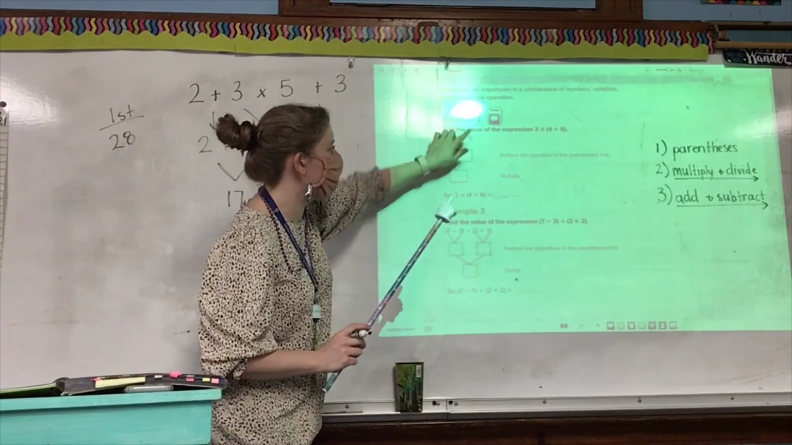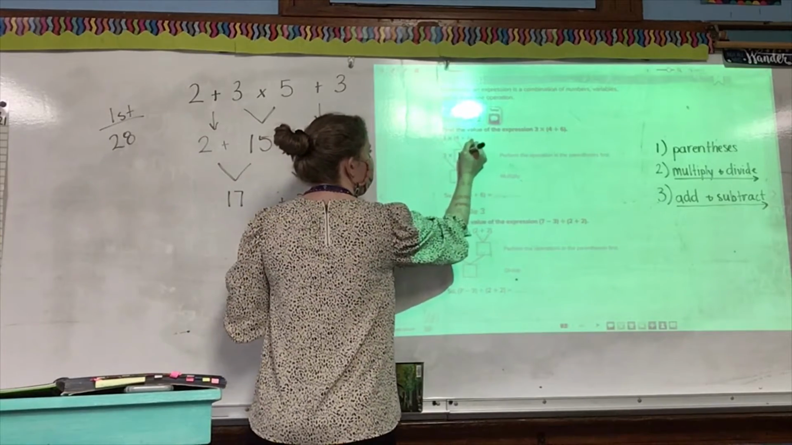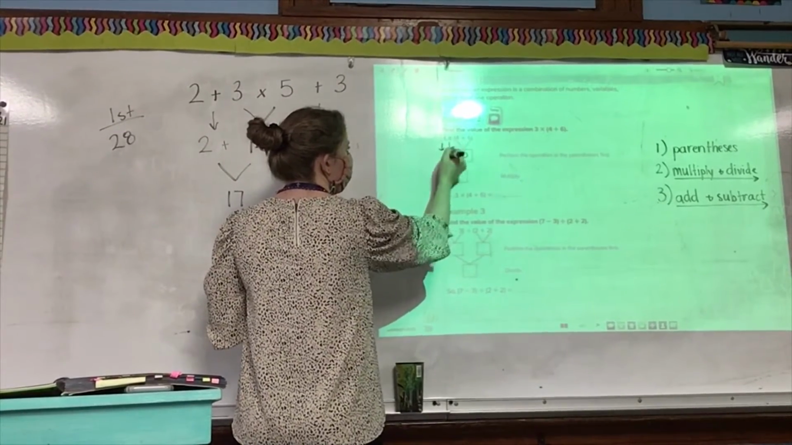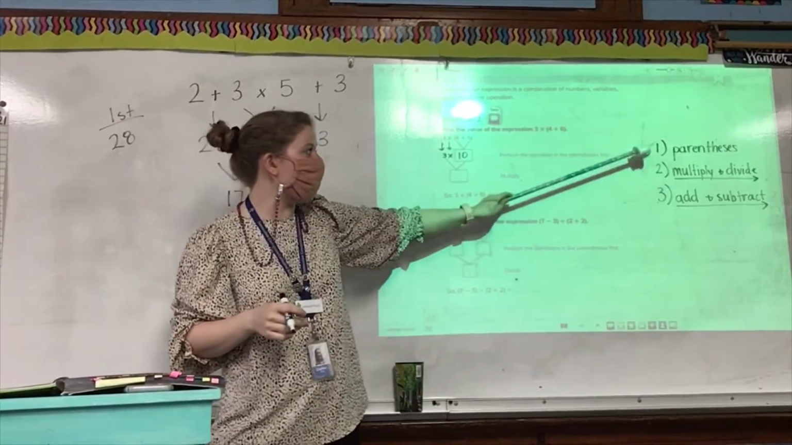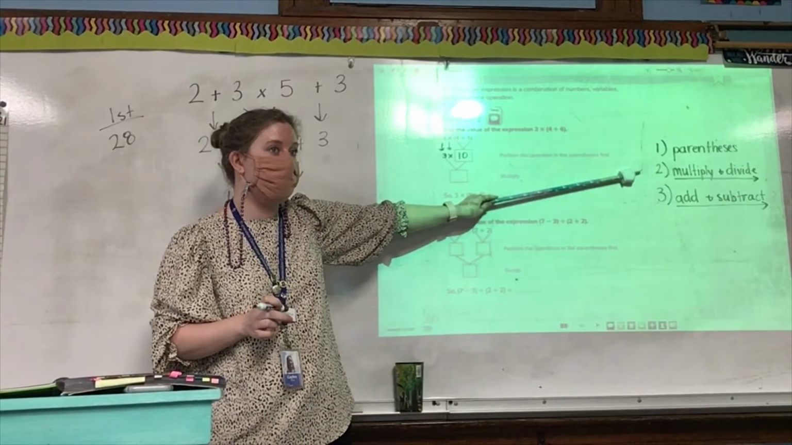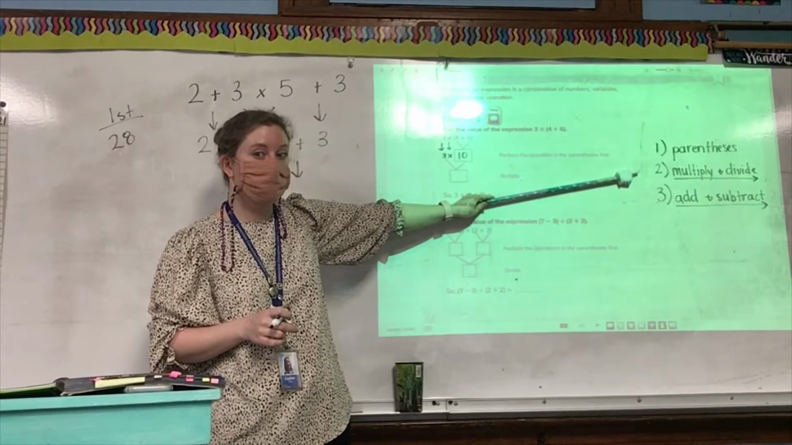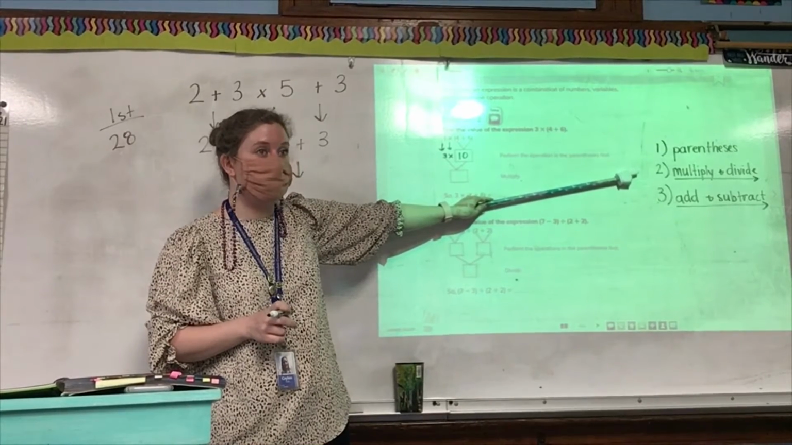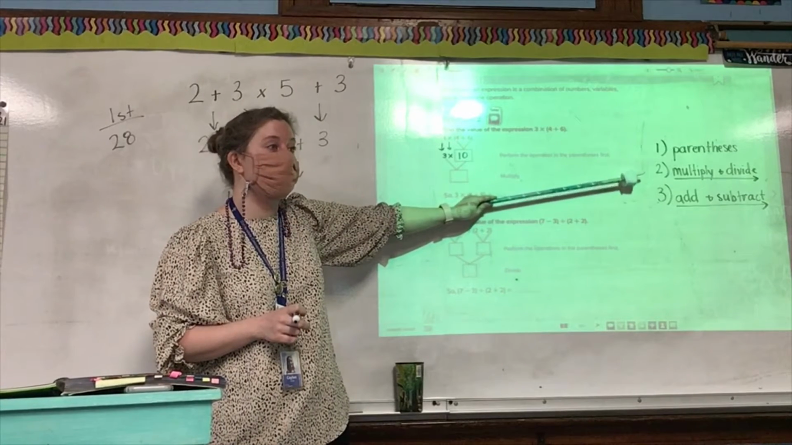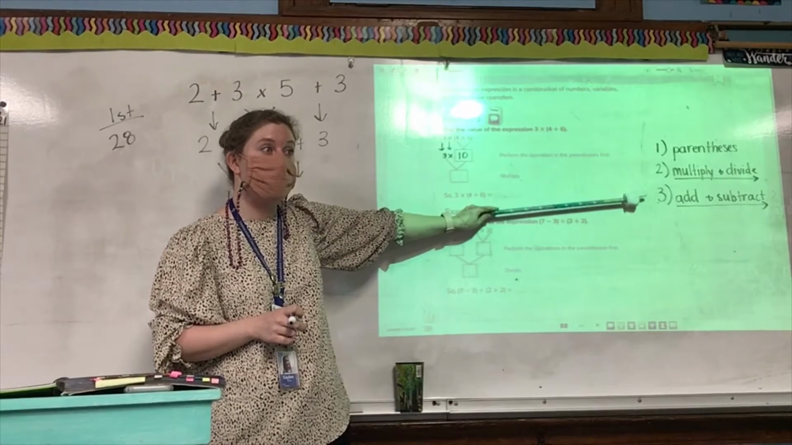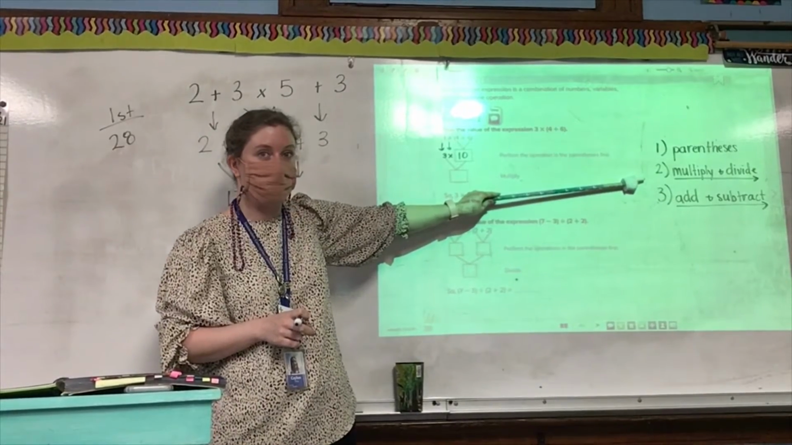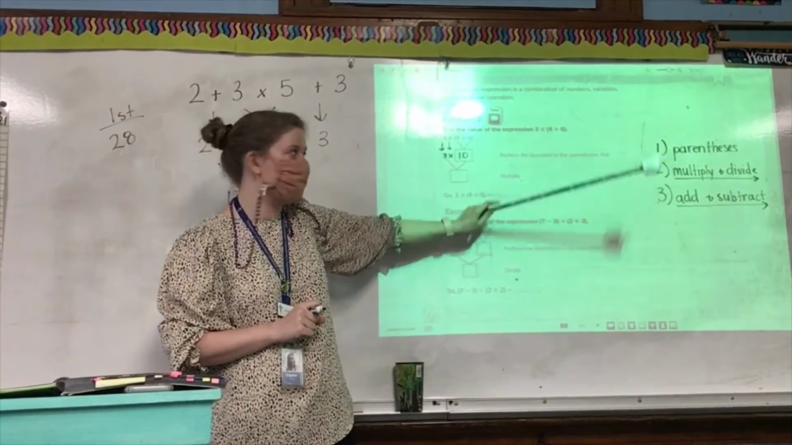So, class, 4 plus 6 is 10. Then we bring down the multiplication symbol, and that 3. Do we have any more parentheses? No. So we can move to step 2, which tells us to do what? Multiply and divide. That's not it. It doesn't just tell us to multiply and divide. What does the arrow mean? From left to right. Multiply and divide from left to right. Make sure when you're saying step 2 and step 3, you add that from left to right at the end. That's important. Otherwise, you might think, oh, I multiply before I divide every single time. But that's not always the case.